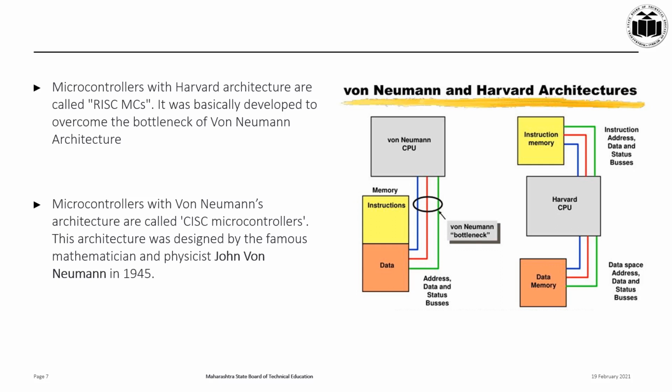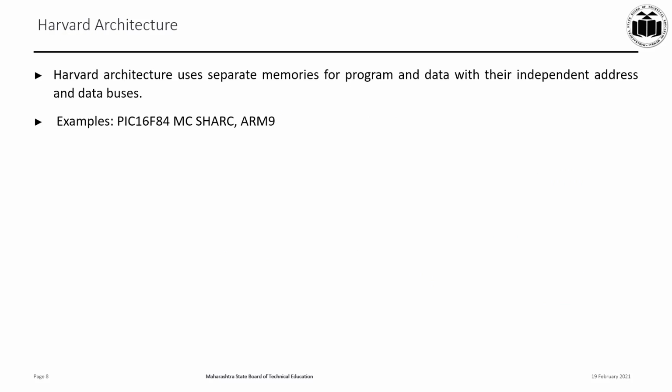Microcontrollers with Von-Neumann architecture are also called CISC microcontrollers. CISC stands for Complex Instruction Set Computers. CISC chips have a large number of different and complex instructions and they support many addressing modes. Von-Neumann architecture was designed by the famous mathematician and physicist John von Neumann in the year 1945. As can be seen in the diagram, there is one common memory for instructions and data in the Von-Neumann architecture. Let us now discuss the Harvard architecture in detail.